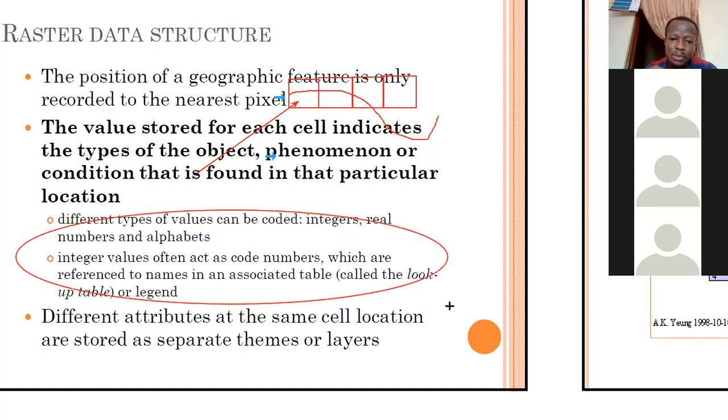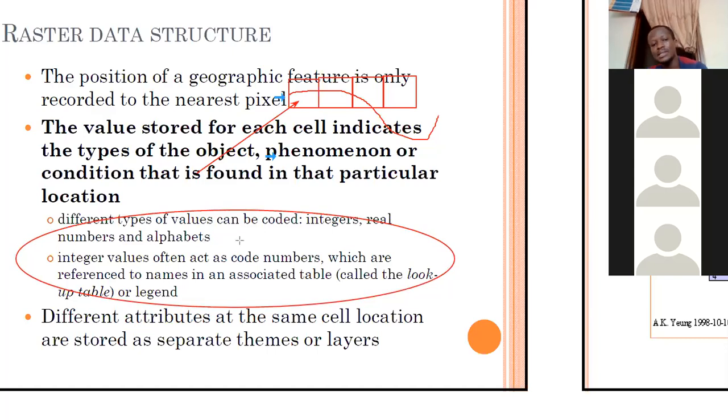And then here we are giving examples of the kind of values that we want to store in the raster data model. We can store integers, real numbers, alphabets, but often we want to use integers, in what we call a lookup table. We create a lookup table to tell us, if I see number 1, what is it? If you see 1, you are seeing bare soil. If you see 2, you are seeing something else. So there should be a way to track.